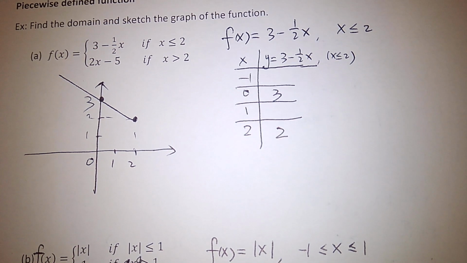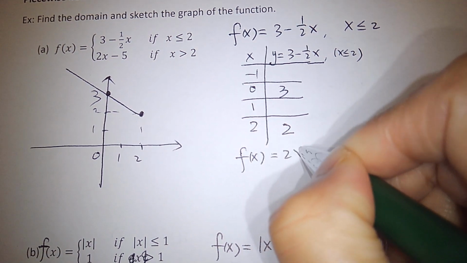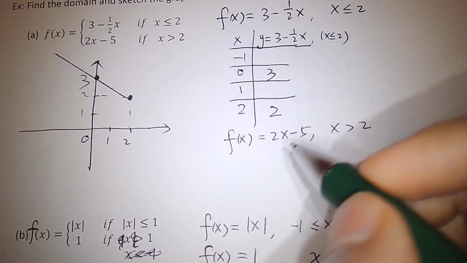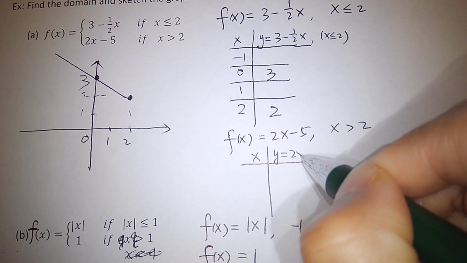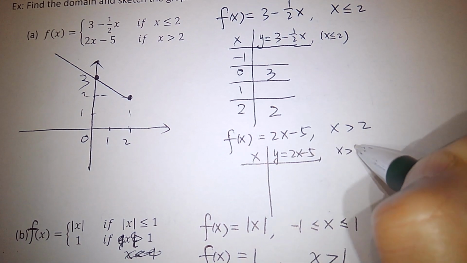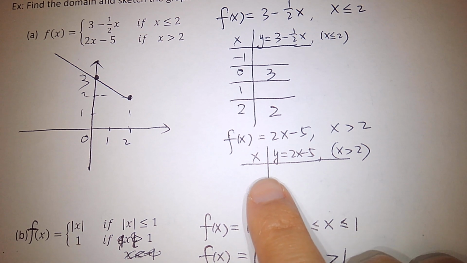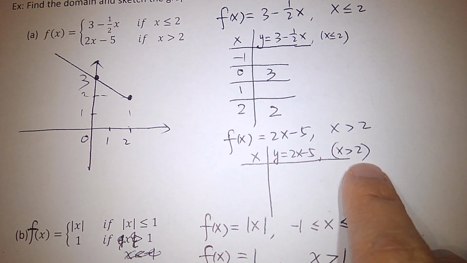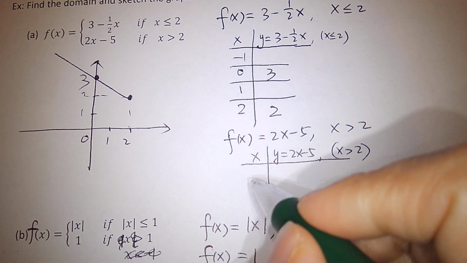What is the second piece? f of x equals 2x minus 5, where x is greater than 2, right? So we can also make a chart: x value, and y value equals 2x minus 5. X is greater than 2. So what x value can we choose? Can we choose x equals 2? Technically we cannot choose x equals 2, but we would like to know what the y value is when x is very close to 2. So let's still choose it.